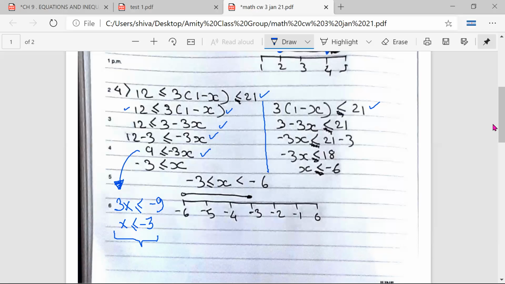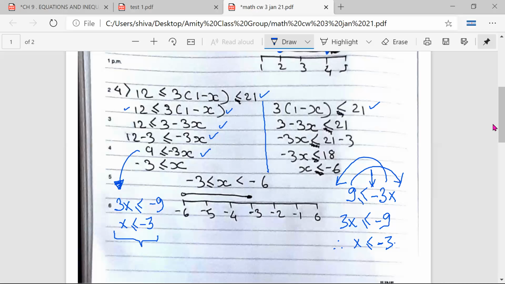Minus 3x, let us try to understand this. Minus 3x is greater than or equal to 9. Now, this negative is troubling me. So to make this positive, I bring my minus 3x to this side and take my 9 to the other side. Therefore, x is less than or equal to minus 3.